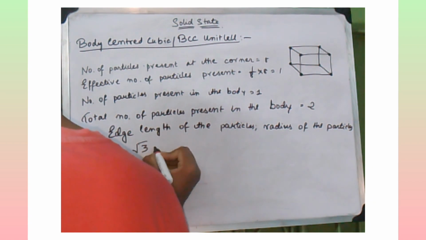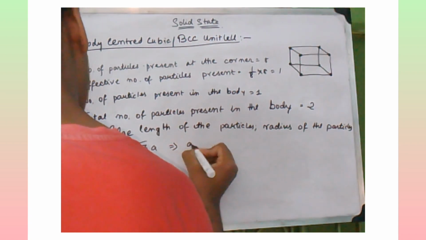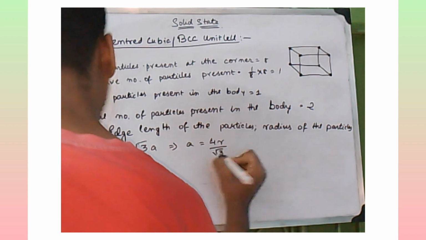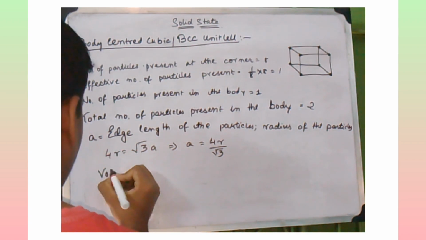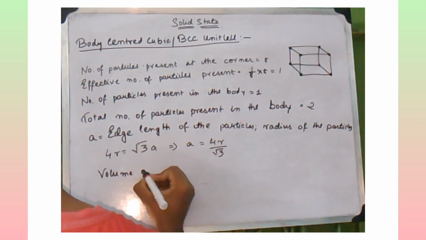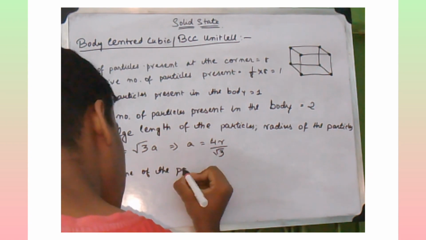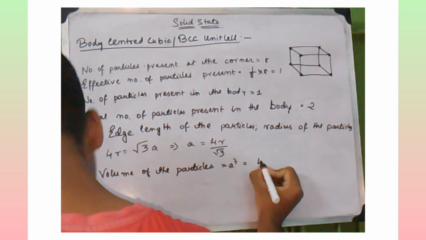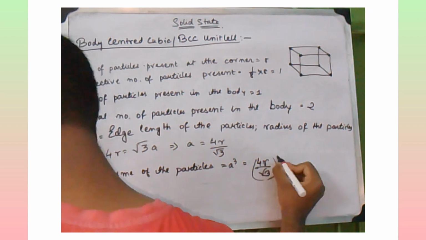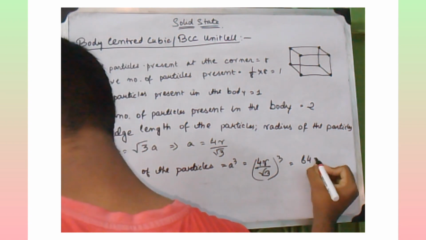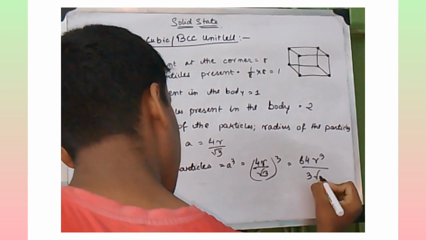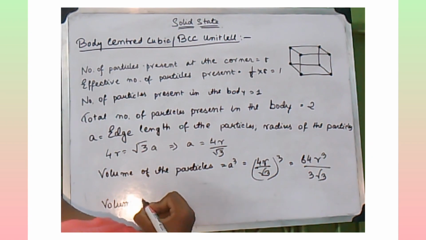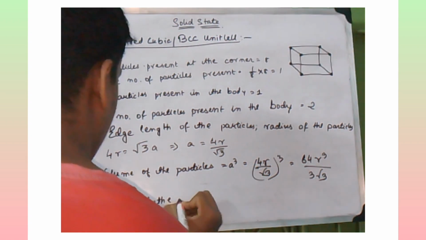In this case, it will be 4R equals root 3 A, where A equals 4R by root 3. Therefore, the volume of the particles will be A cube, equals (4R by root 3) whole cube, equals 64R cube divided by 3 root 3.